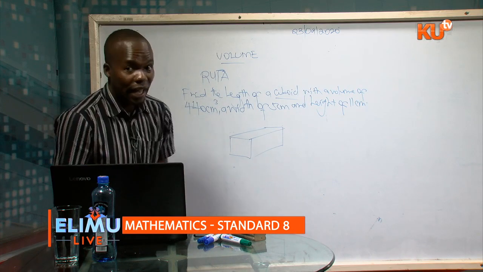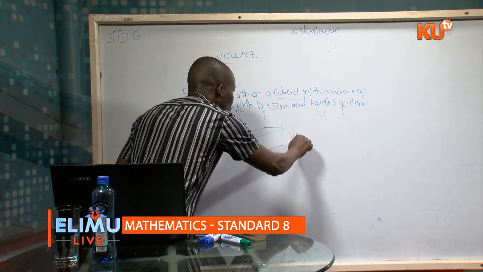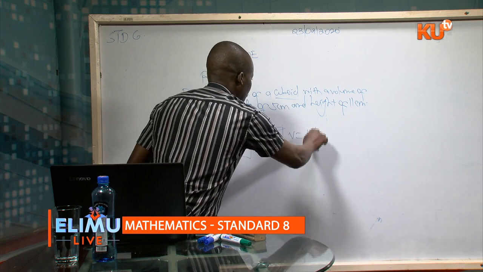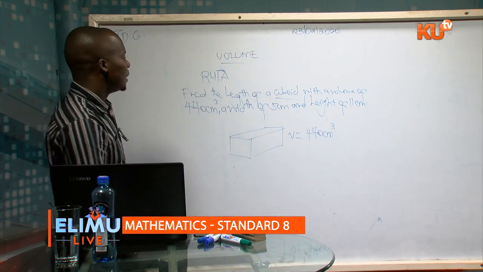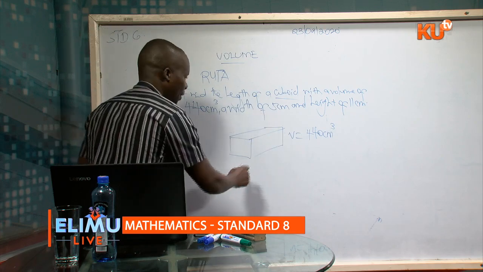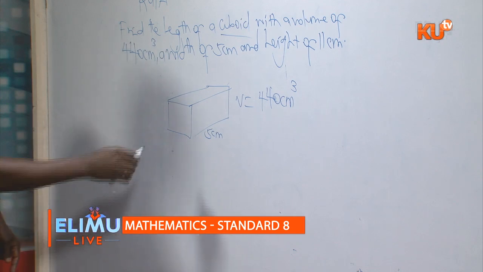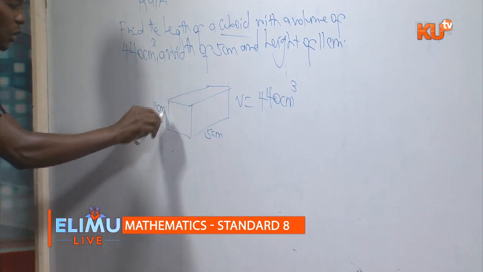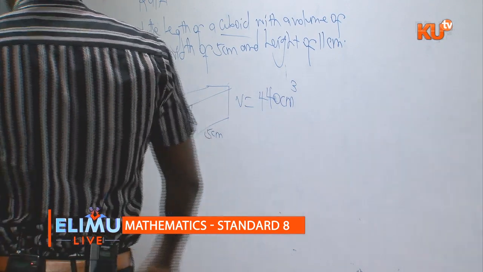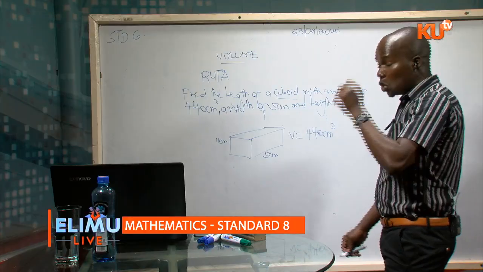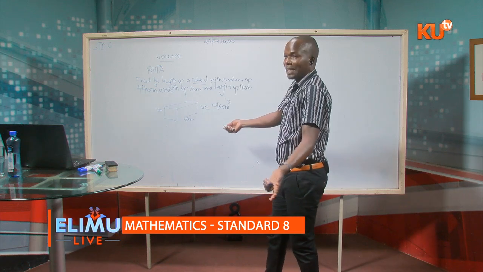Here, I have read and understood the question. It is a cuboid. We know a volume of 440 cubic centimeters, then a width of 5 and height of 11. So now I have read the question, understood it, and then thought of what to do. Now my answer comes automatically.